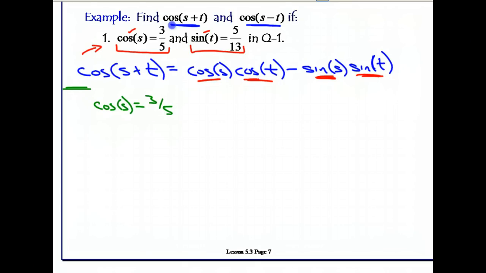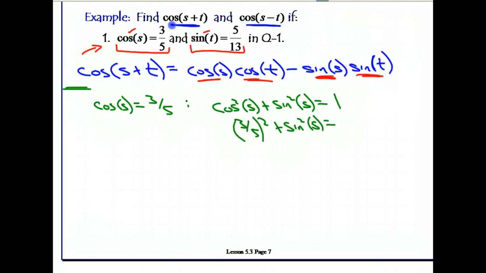I wish I knew the sine of s. Well, guys, this was the previous section, chapter 5, section 1 or section 2, where we could figure that out. If they gave me the cosine of s, how do I find the sine of s? I go cosine squared plus sine squared. And again, this is the angle s we're talking about. And I know that always equals 1. I'll take out the cosine of s, I'll put in 3/5. I'll remember to square it. And I've got the sine squared of s equals 1.